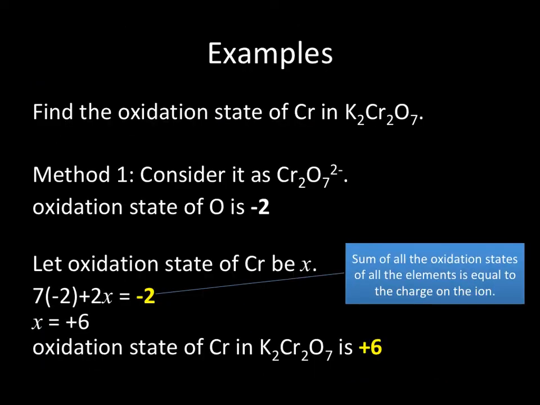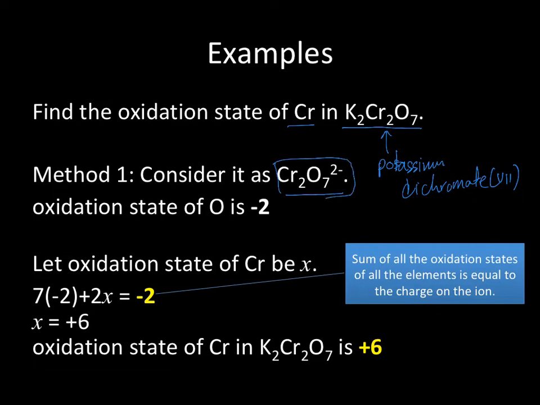Now let us look at one example to help us understand this better. In this example, you are expected to find the oxidation state of chromium in K2Cr2O7. K2Cr2O7 is your potassium dichromate 6. Now, there are two methods. Let's look at the first method. In method 1, we consider it as Cr2O7 2 minus. Okay, we take out the ion.